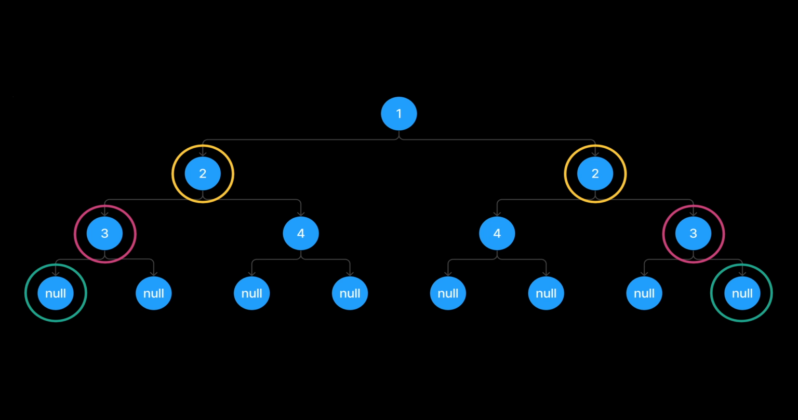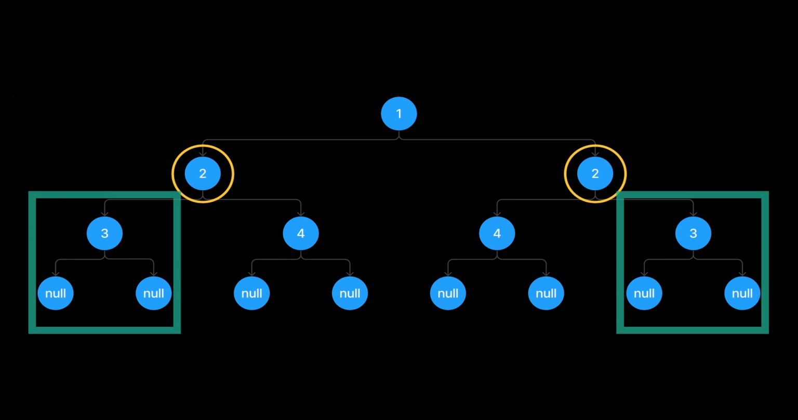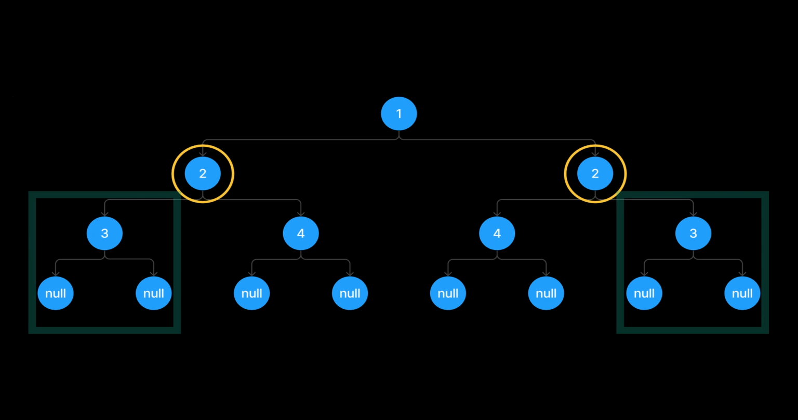When we hit null, we know we're at the end of a branch, and since both values are the same, we know this part of the tree is symmetrical. Now we'll compare the other children for these nodes. Again, both of them are null, so this part of the tree is also symmetrical. These squares will represent what portion of the tree we know is symmetrical. We're now back to the root's direct children. Their left and right children are symmetrical.